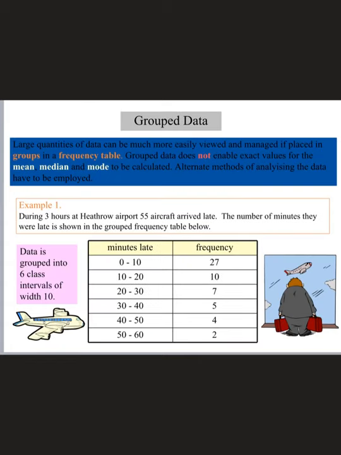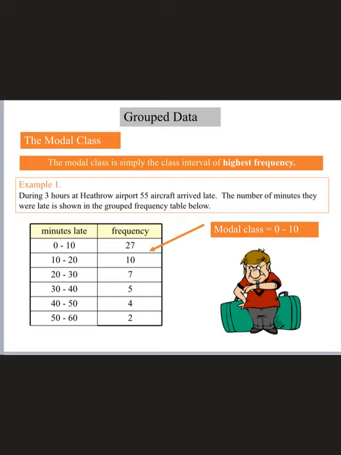Okay, so this is the same question, but we need to find the median and the mode. So now we're going to look at the modal class. The modal class is simply the class interval of the highest frequency. We need to see which frequency is the highest, and we could all see that 0 to 10 minutes will be the answer.